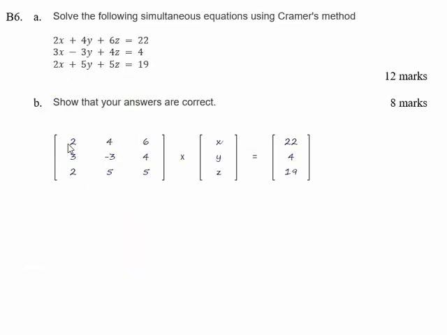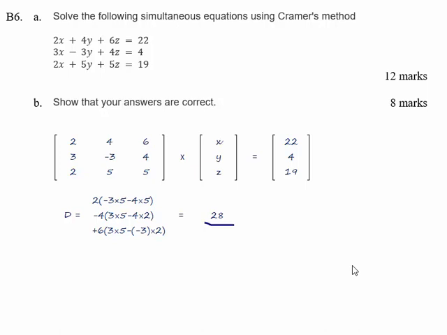So getting back to our problem, we're going to get 2 outside a bracket containing -3 times 5 minus 4 times 5. And then we're going to get -4 outside a bracket containing 3 times 5 minus 4 times 2. And then we're going to get 6 outside a bracket containing 3 times 5 minus -3 times 2. And if we evaluate that, we'll find that the determinant is equal to 28.